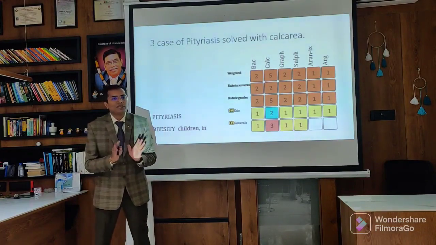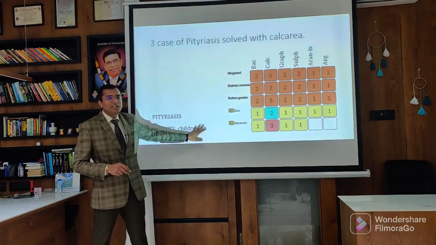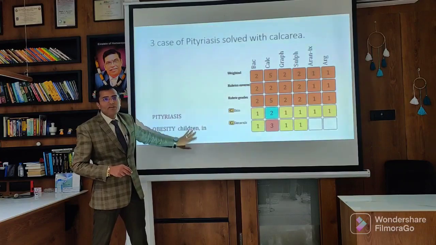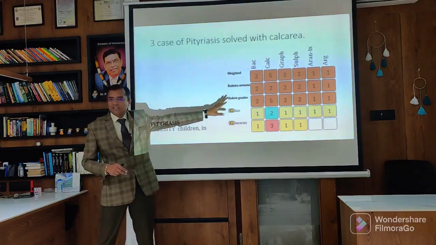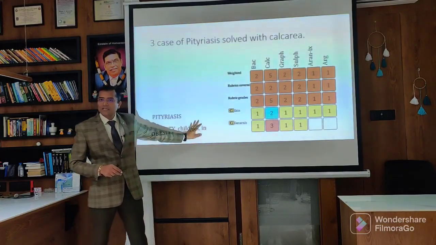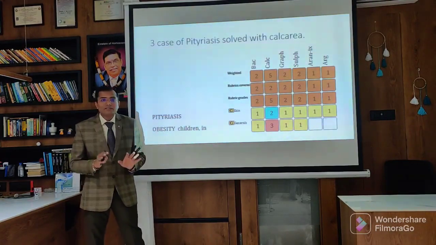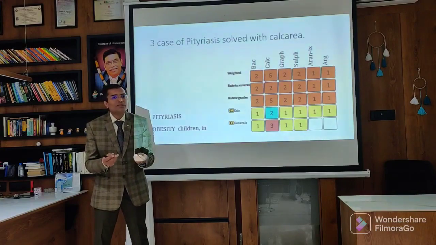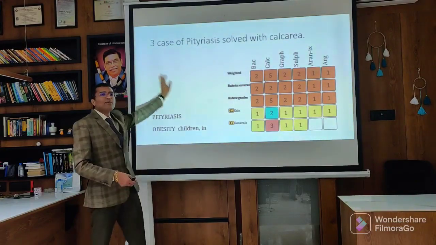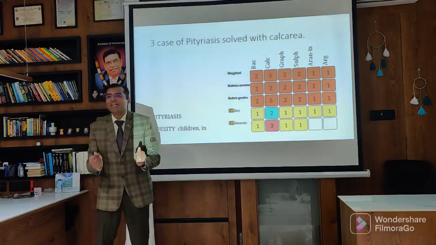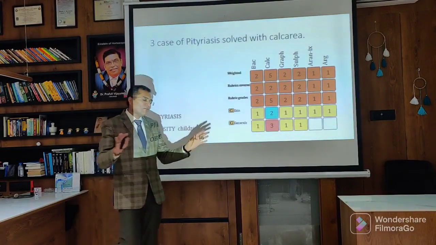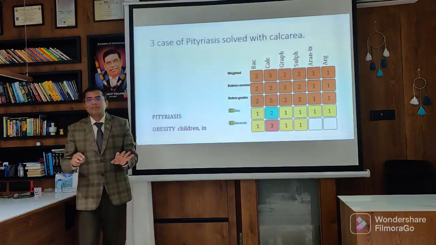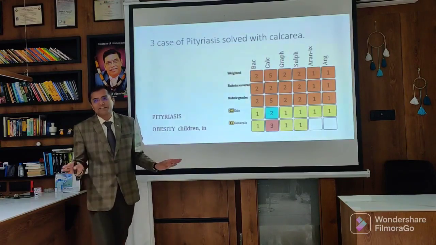Calcarea carb is very soft and spongy. So when you find a child having pityriasis, having obesity, both have obesity, graphitis has also obesity, calcarea carb has also. When you find this child, you just take the hand of the child. If the hand of the child is very soft, you just prescribe calcarea carb. If the hand of the child is very hard, you just prescribe graphitis. This is the commonest difference in my clinic practice. I used to do like this.